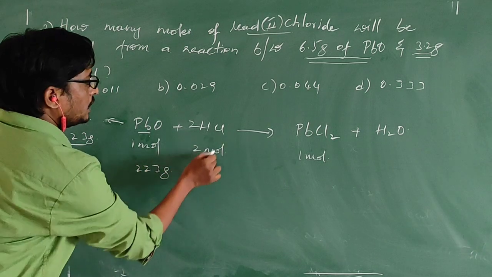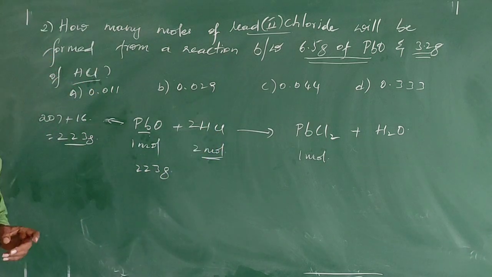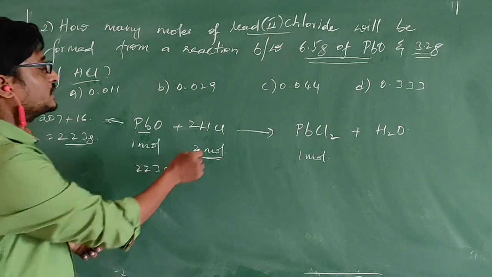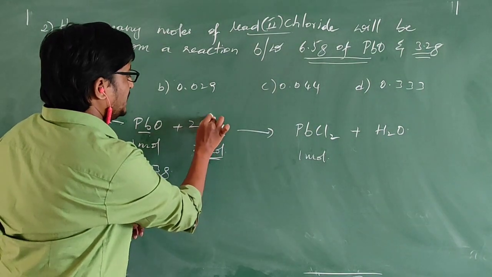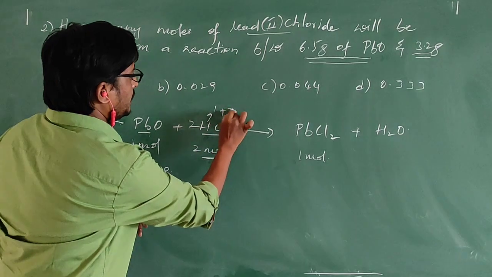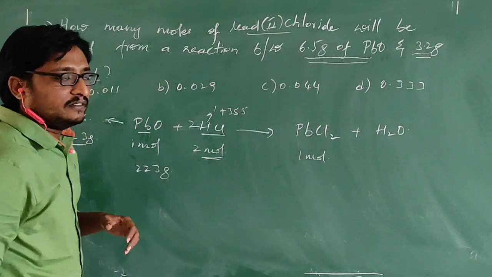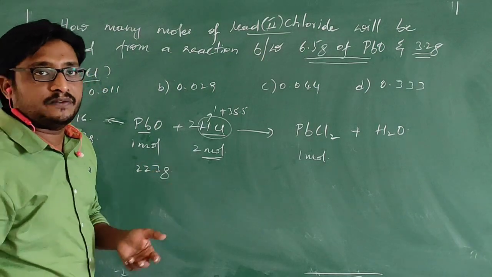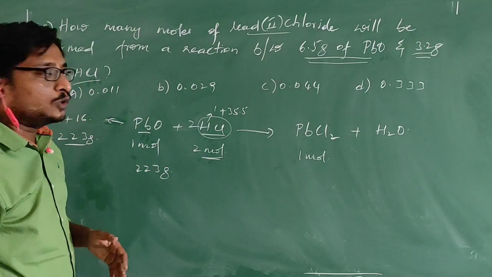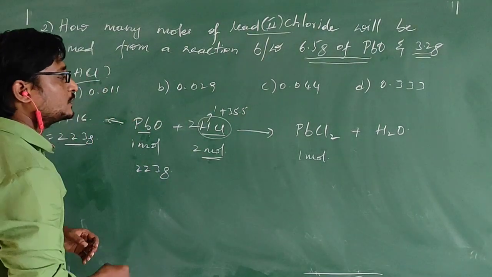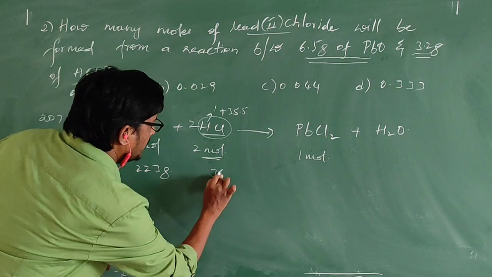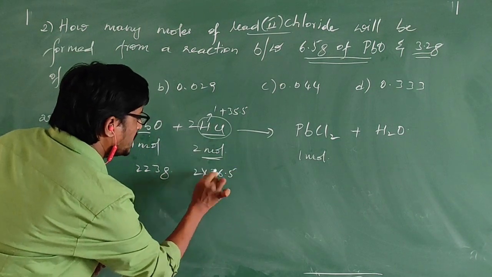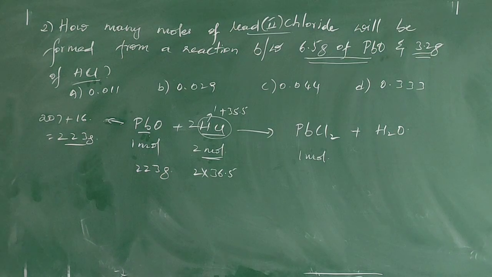In the same way, what is the mass of 2 moles of HCl? Let us first calculate the molar mass of HCl. Hydrogen is 1 plus chlorine is 35.5, which is nothing but the molar mass of HCl, 36.5. Here 2 moles are there. 1 mole has a mass of 36.5. Since 2 moles are there, 2 into 36.5.